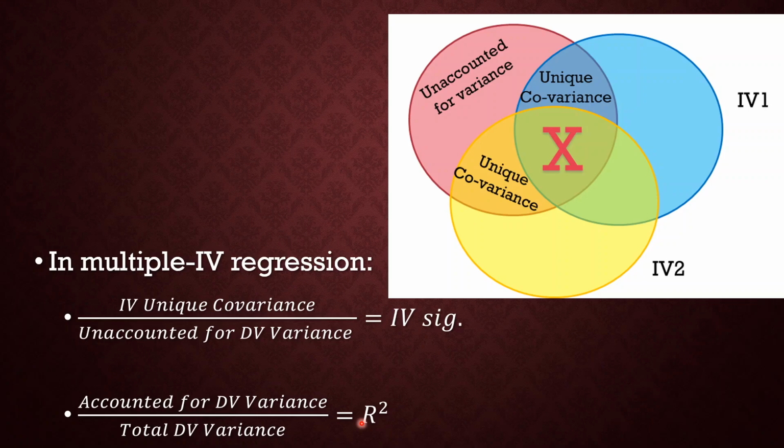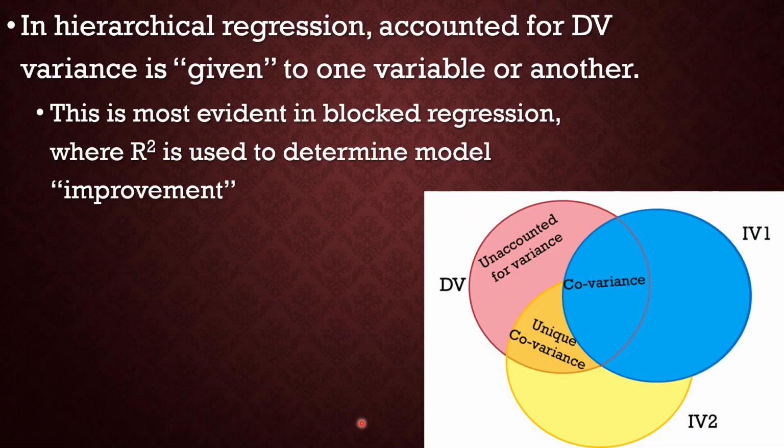How is this different from a hierarchical regression or a blocked regression where you include one or more variables in a series of steps? What does that say? Shared covariance affects R squared, not independent variables of significance. I already talked about that. So what does the hierarchical or block regression look like? It looks like this.